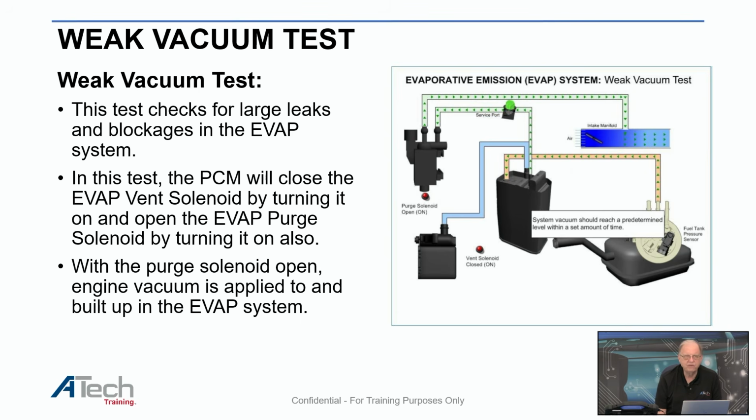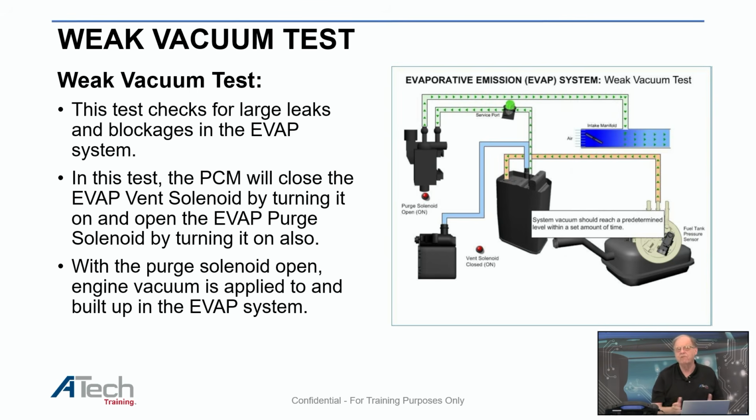Okay, the weak vacuum test checks for large leaks and blockage in the EVAP system. The test will close the canister vent solenoid by turning it on, and open the EVAP purge solenoid by turning it on also. When the purge solenoid opens, engine vacuum is applied and builds up in the EVAP system. It monitors the fuel tank pressure sensor, whatever they're going to use, either voltage or inches of mercury, and it monitors that for a verified vacuum over a period of time.